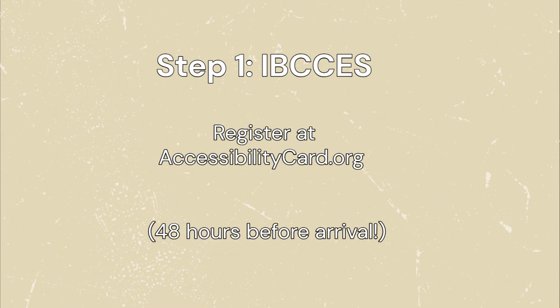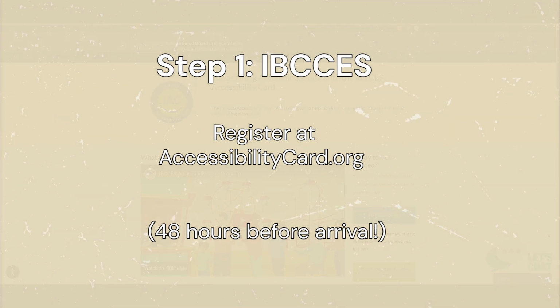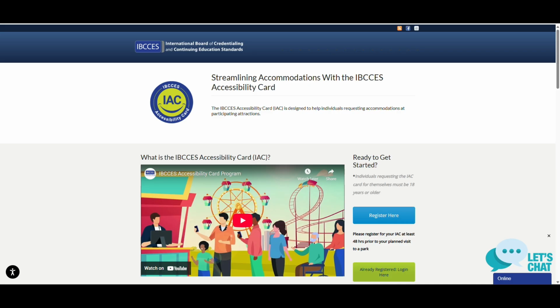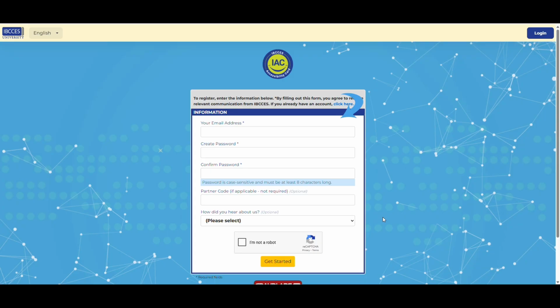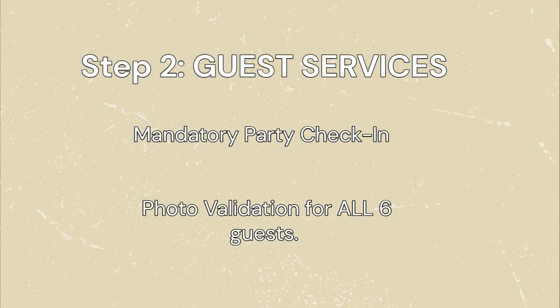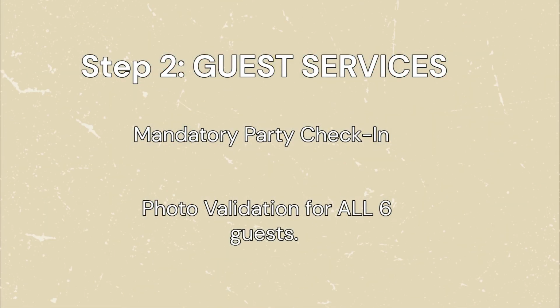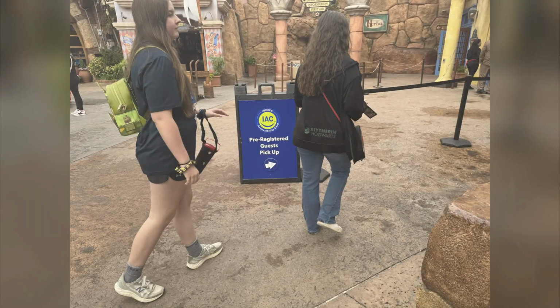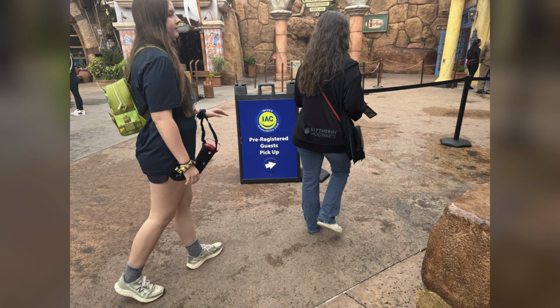Step one is still the IBCCES website. Make sure you register for your IAC card at least 48 hours before you leave. But even if you're pre-approved, you still have to visit guest services on your first day. This is the biggest change. Your entire party, up to 6 people, must be present.